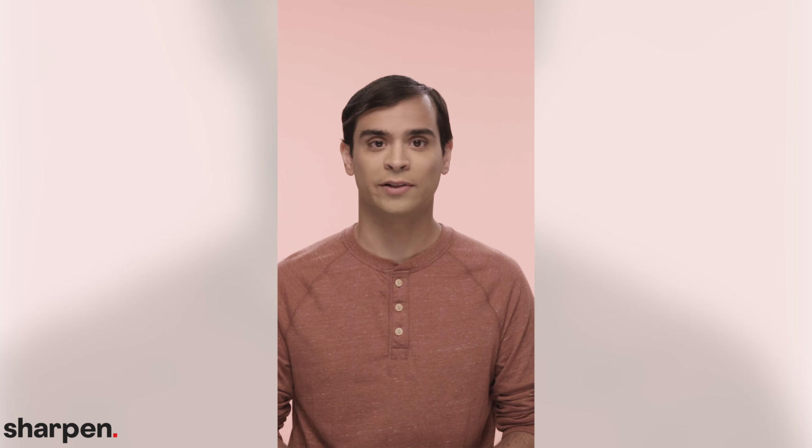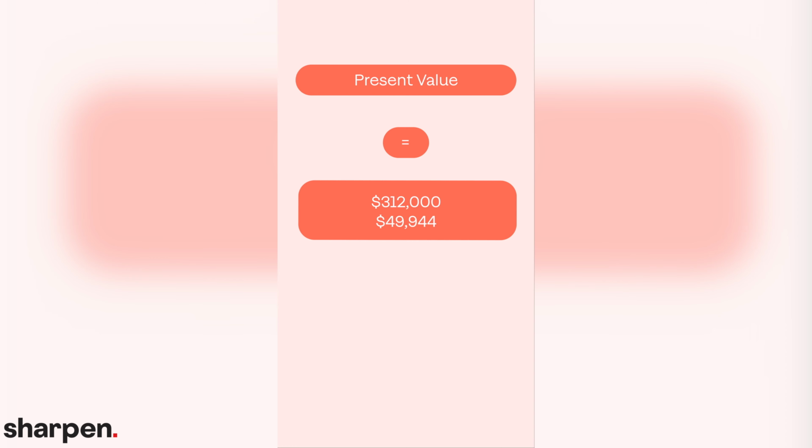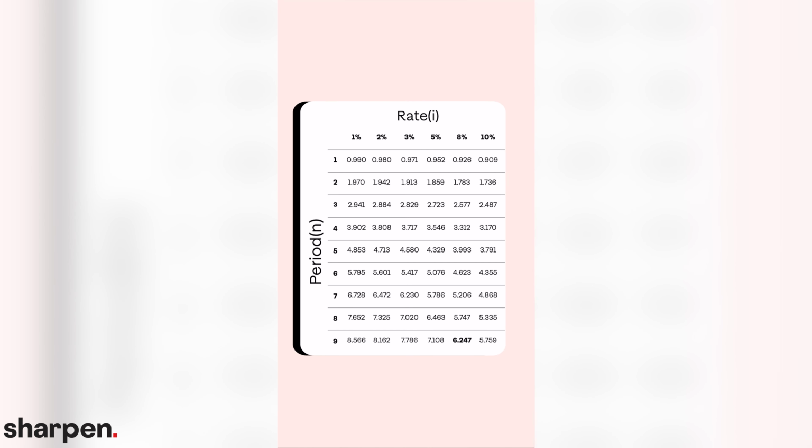You start by calculating the present value factor. You take the initial investment cost of $312,000 and you divide it by the annual net cash flows of $49,944 to get the present value factor of 6.247. You then compare the present value factor with the present value table, and you discover that the internal rate of return is 8%. Since 8% is greater than the projected 6%, you recommend this purchase to be considered.